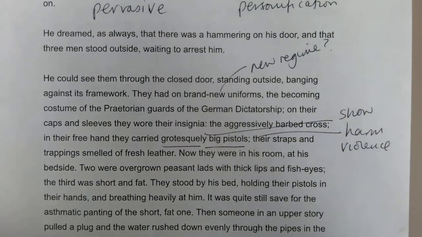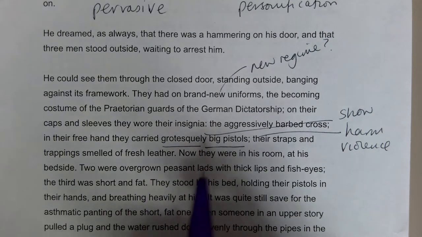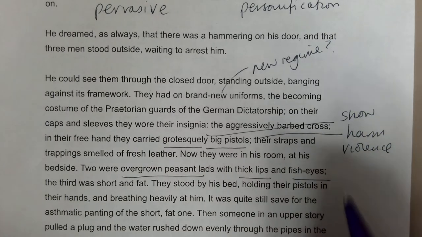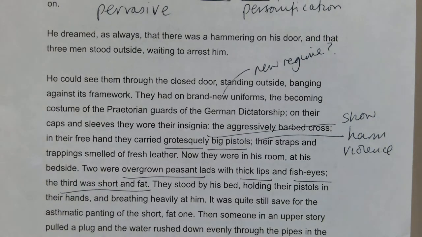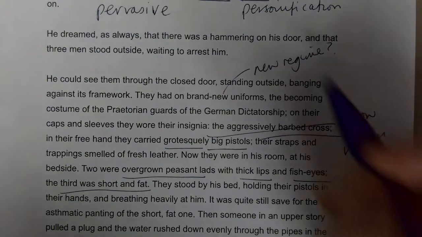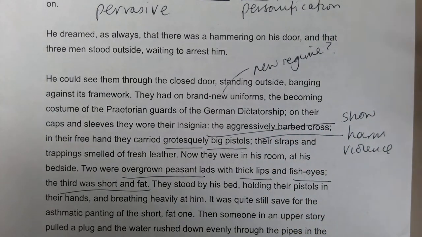And then let's look at who's wearing them. Two were overgrown peasant lads. Thick lips, fish eyes. The third was short and fat. Are those the kind of... Sorry, go on, Hannah. Could either be brand new uniforms because of, like, pistols if they were killing people, or if it was hinting at the distribution of wealth, so it was people who were enforcing the regime that were getting all the money and hoarding it. Lovely. So like a reward for being part of that regime.